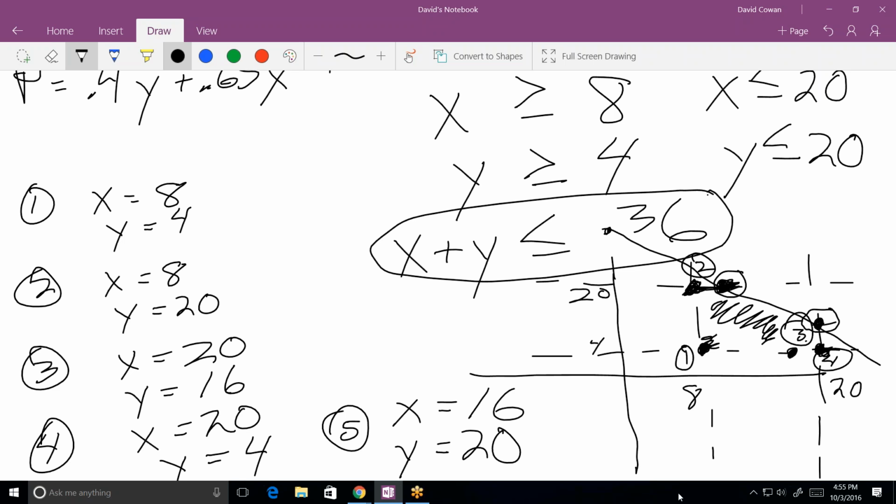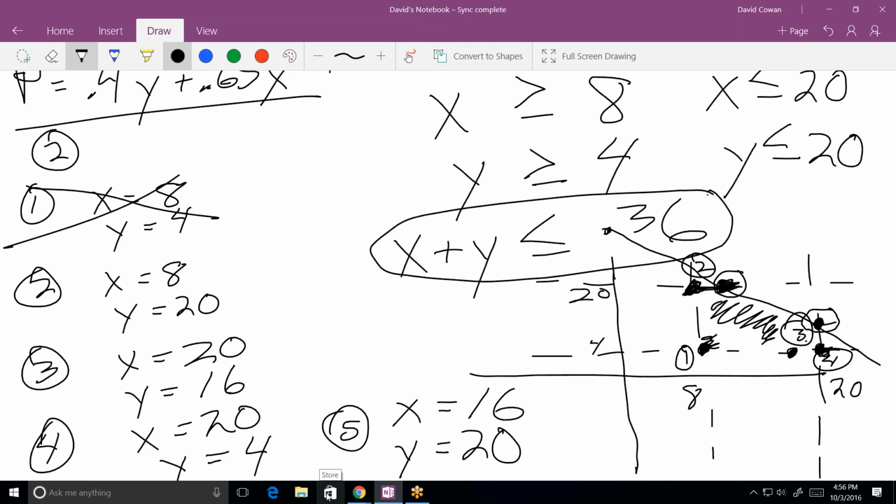Now what I'm going to do is plug in each of these x and y's into my profit function to figure out which one gives me the maximum. Well, I can see right away that 1 isn't going to do it, right? I mean, 2 is going to make more money than 1 for sure. So we don't need to worry about 1. Well, what does 2 give us?